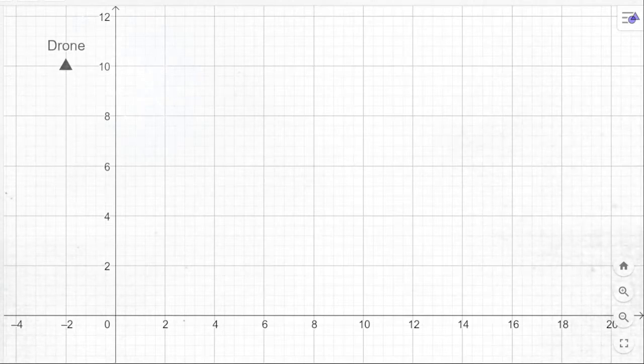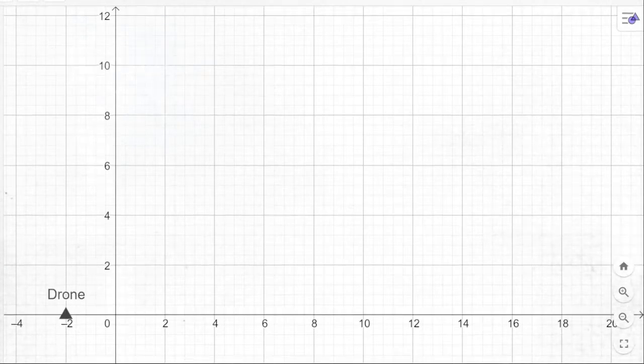Okay, so we want to look at this mathematically. We want to study this from a mathematical perspective. So what we're going to do is actually put time into the picture. I've reset the drone to its starting position here. All right, so let's put time into this picture.